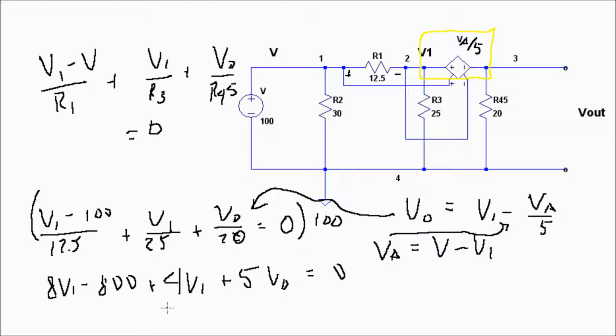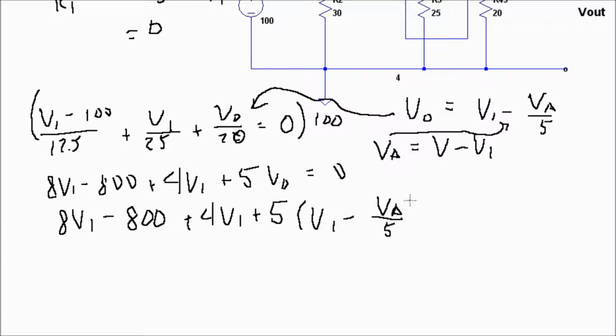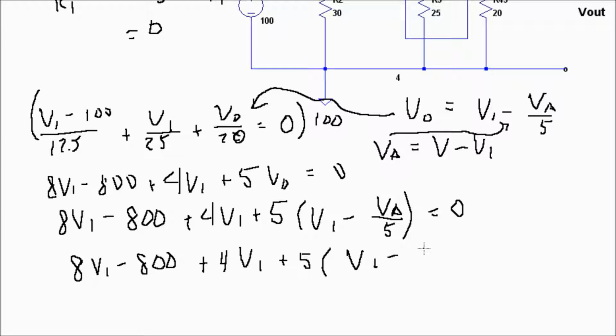It's a little bit of algebra here. Now let's substitute these numbers in. 8V1 minus 800 plus 4 times V1 plus 5 times V out, which is V1 minus V delta over 5, equal to 0. Now we're going to drop something in for V delta. Rewrite this equation: 8V1 minus 800 plus 4V1 plus 5 times V1 minus, remember what this is, V minus V1, divided by 5, equal to 0. Okay, so this comes out kind of neat.